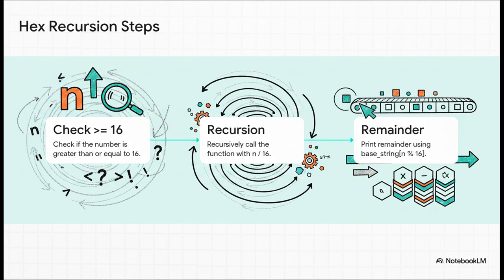Then, step 3, on the way back out of that recursion, you take the remainder, which is n modulo 16, and you use that remainder as an index to print a character directly from your base string, which is literally just 0, 1, 2, 3, 4, 5, 6, 7, 8, 9, A, B, C. It peels the number apart layer by layer, and it prints the hexadecimal in the exact correct order. It is so satisfying when you get it working.